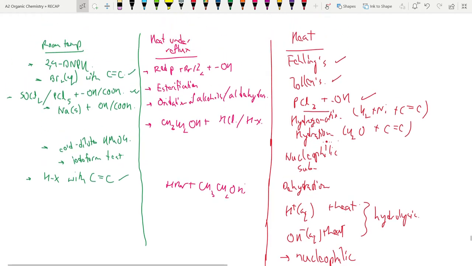Okay, so heat under reflux is mainly for esterification and oxidation of alcohols and aldehydes. The other ones do not require heat under reflux that much. Some nucleophilic substitution reactions of alcohols require heat under reflux as well. Like if you want to react HX, HCl, with CH3CH2OH, you can say heat under reflux. No problem if you don't.